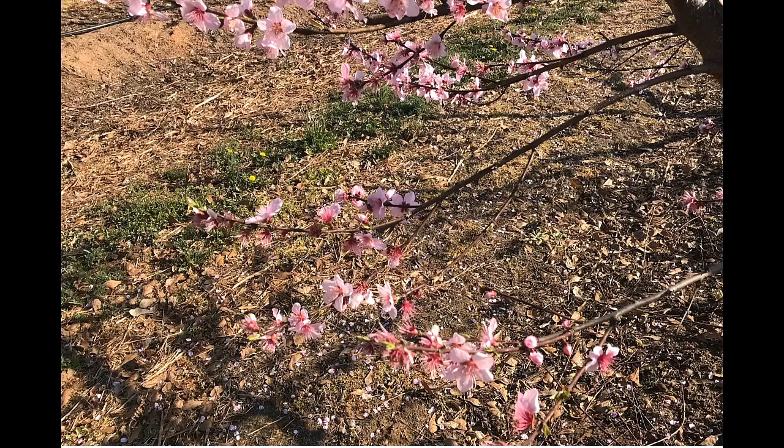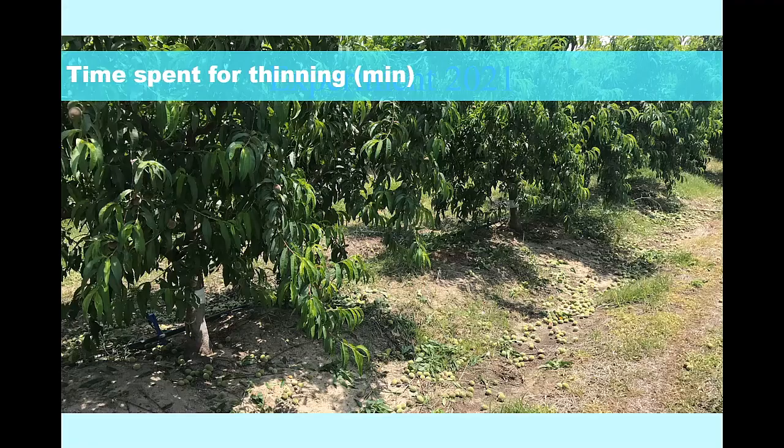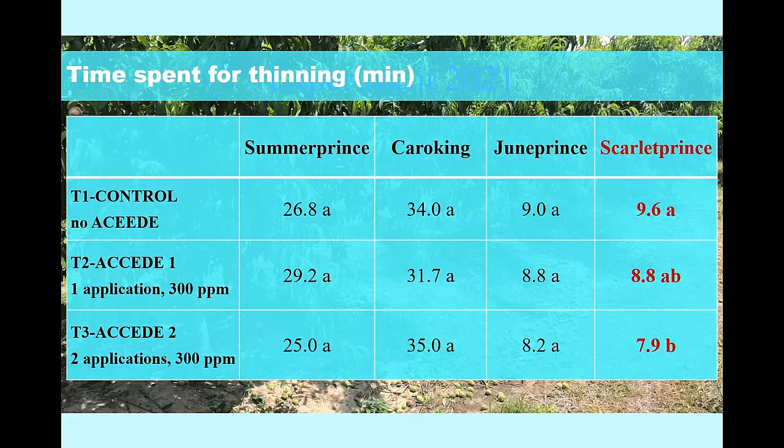That's kind of the first thing, you know? But then immediately, in 3 or 4 days, you can go back and see that the flower is gone. We did measure, but I didn't want to put it here because in the end there were no significant differences in the number of fruits. We were counting in shoots the number of fruits that we have, and didn't see any difference between control or Accede at 300 ppm.